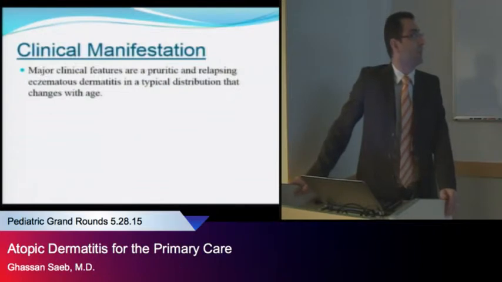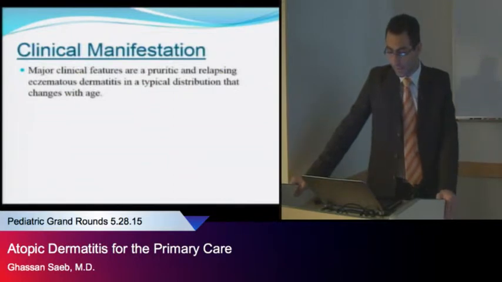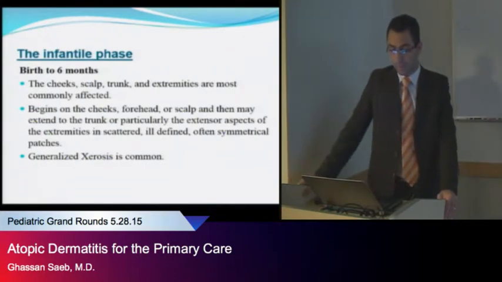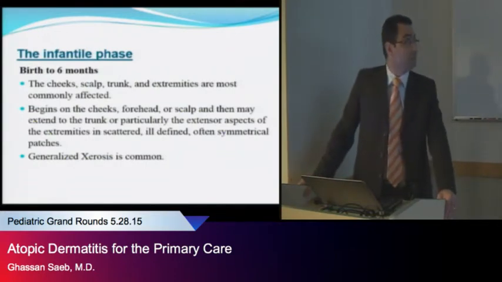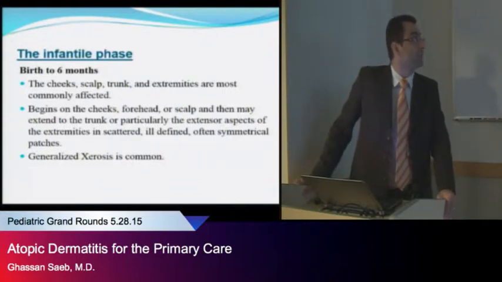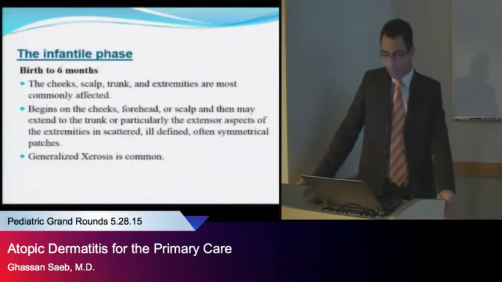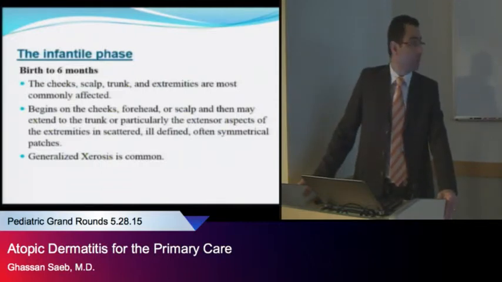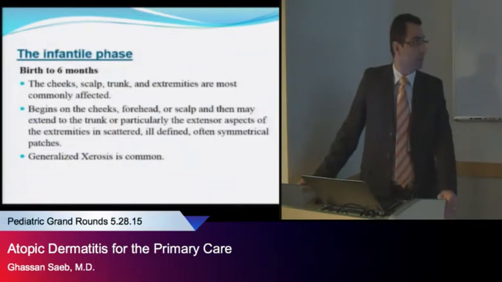Clinical manifestations. Major clinical features are pruritic and relapsing eczematous dermatitis in a typical distribution that changes with age. In the infantile phase, birth to 6 months, the cheeks, scalp, trunk, and extremities are most commonly affected. It begins on the cheeks, forehead, or scalp, and then may extend to the trunk, or particularly the extensor aspects of the extremities in scattered, ill-defined, often symmetrical patches. Generalized dryness is common, as my patient had.